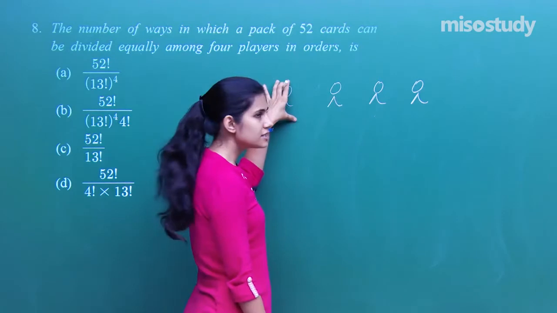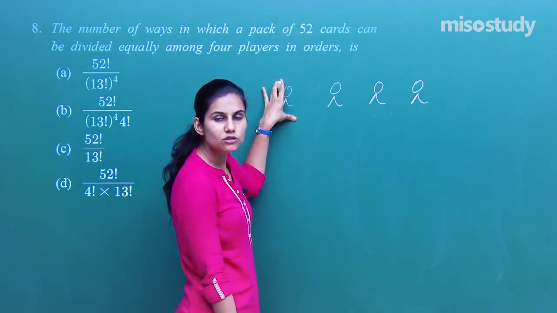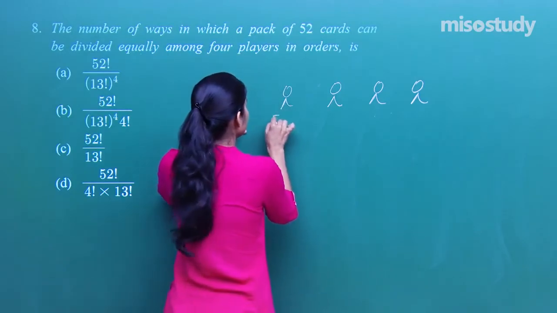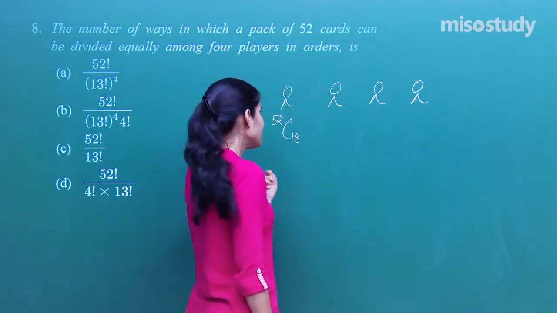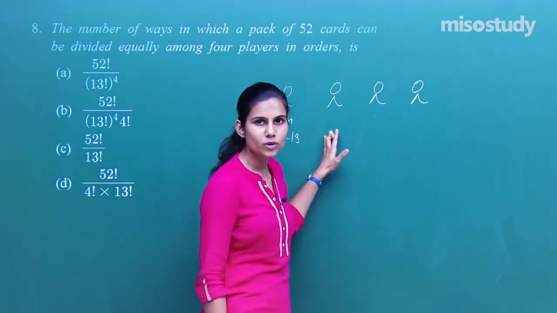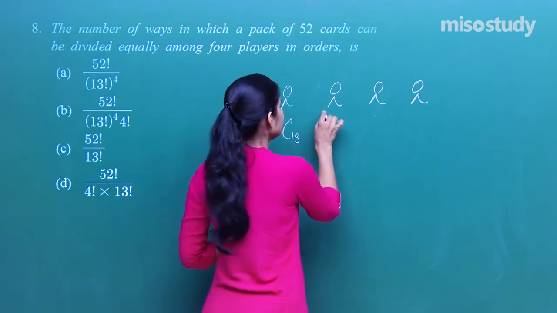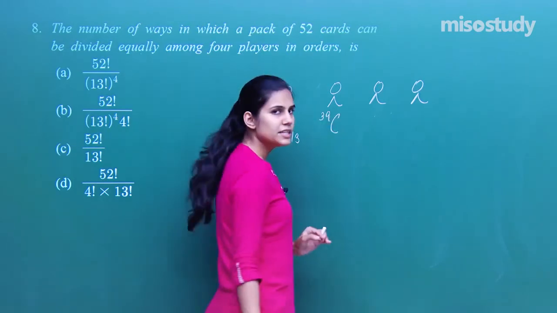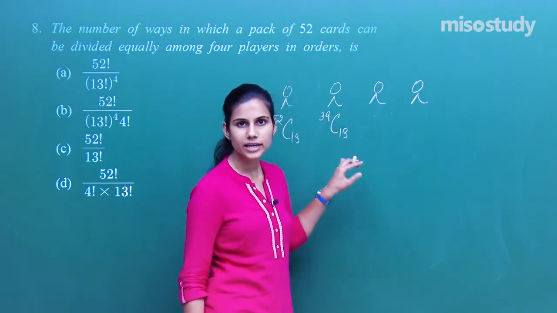Fine, the first person I go to, I can distribute him 13 cards out of the available 52 cards in 52 C 13 ways. The moment I have done that task, I now go to distribute 13 cards to the next one. So I am left now with not 52 but 52 minus 13, which is 39 cards. Out of these 39 cards, I will distribute him 13 cards in 39 C 13 ways.